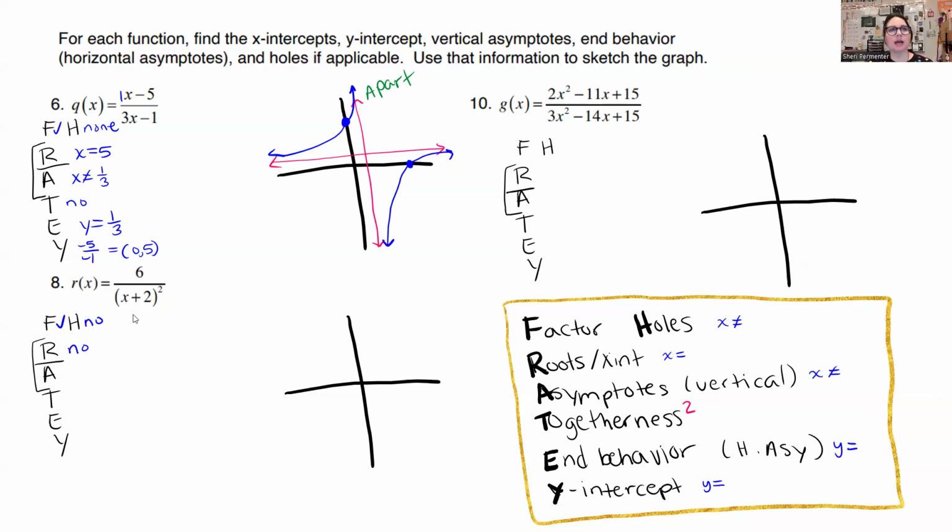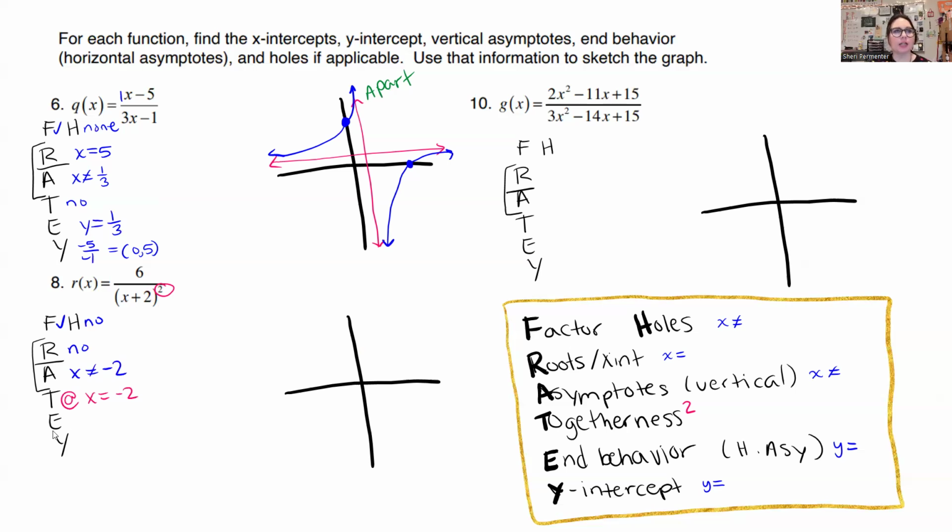In the denominator, my asymptotes come from the denominator. So what are my asymptotes? X is not going to be equal to what? -2. Is there any kind of togetherness? Yes, for this one, it's the first one that we've done with a squared factor. So we are going to have togetherness at -2. So togetherness at X is equal to -2. That is important to know. We have togetherness at -2.